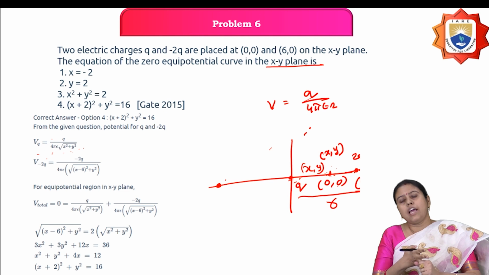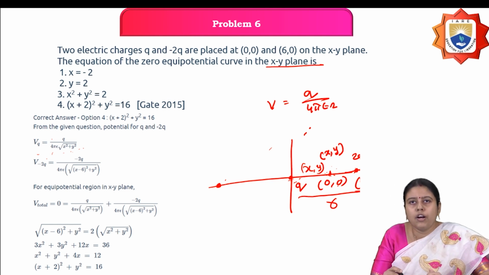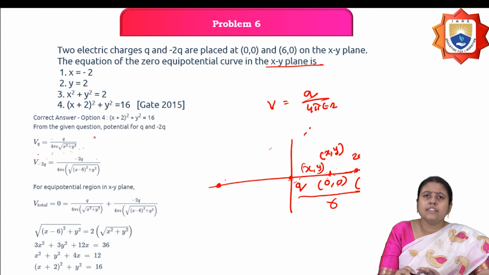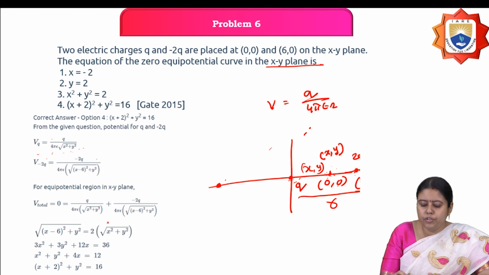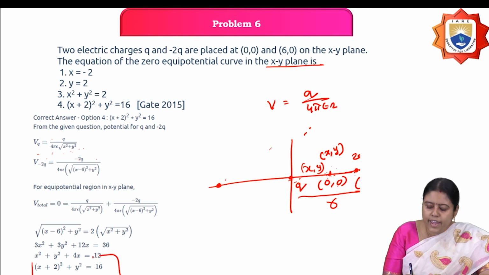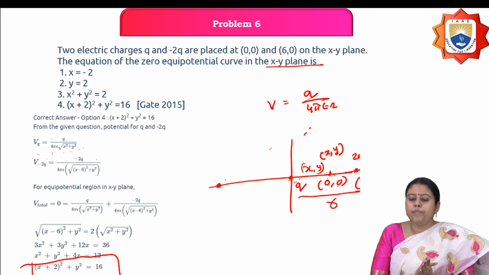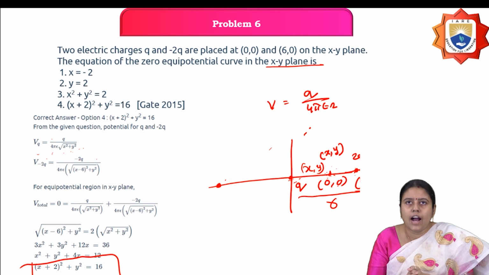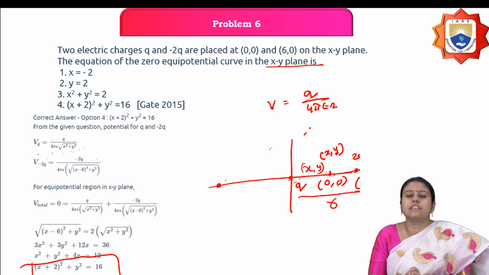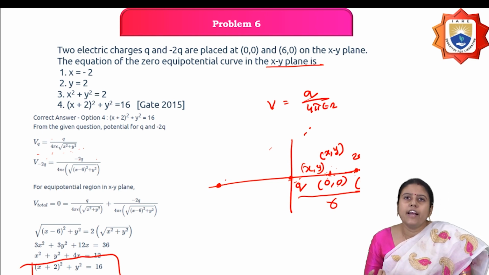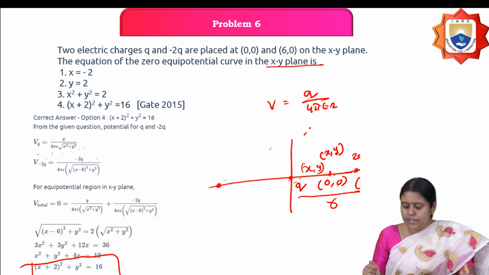We have solved a similar type of problem before also. So what we got? Minus 2q 4 pi epsilon x minus 6 square plus y square. So as it is an equipotential field, means both, if we add this both will come 0. So if we solve it, we can get the equation x plus 2 square plus y square is equal to 16. So equipotential field, zero equipotential curve, or voltage is equal to 0 means the voltage of this point is equal to 0. So you can find this type of problem came 2 times in the GATE.